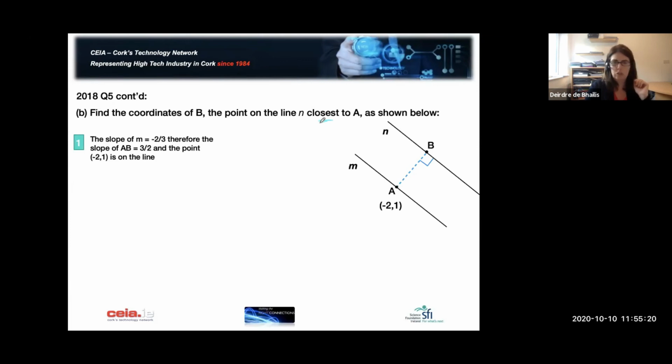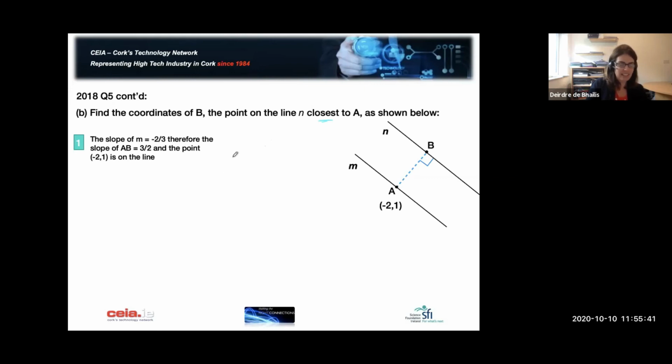I think I was going to do a poll question there. Apologies, Eamon. I was going to get you guys to work out the slopes of the line, but I've gone a little bit ahead. So we've got the slope of M, and we've got the slope of AB. So I was going to get you to think through working that out.